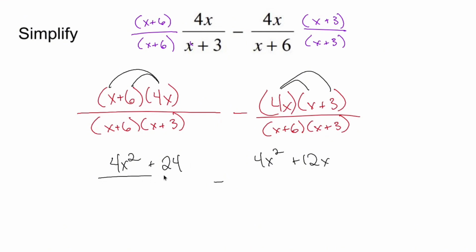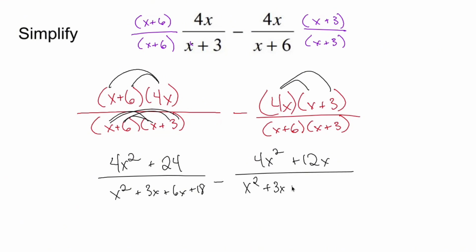And that's going to be over, let's FOIL this out, x times x is x squared. x times 3 is 3x. 6 times x is 6x. And then 18. And then we're going to get literally the same exact thing over here: x squared plus 3x plus 6x plus 18.